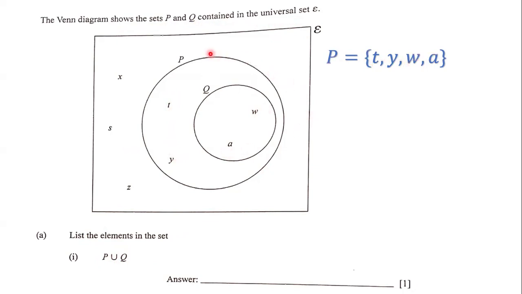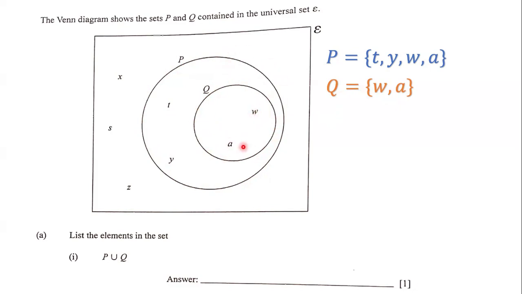These are all part of this big set P, all right? So the elements that are inside set P are going to be T, Y, W, and A. Now, what are the elements inside Q? Well, the elements inside Q are going to be W and A. So the elements inside this small circle right here are W and A.